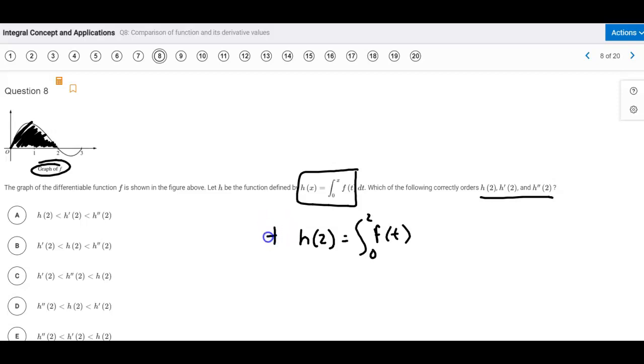So I'm going to put a positive here next to my h, just so I remember that's the positive, which to me kind of indicates, I could be wrong, that we're probably looking at the greatest value. So h of 2 is probably the biggest one. Let's go ahead and take a look at h prime of 2.